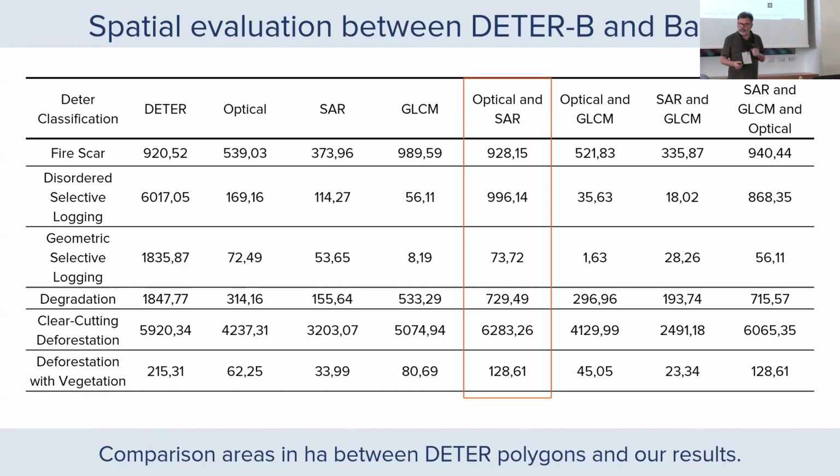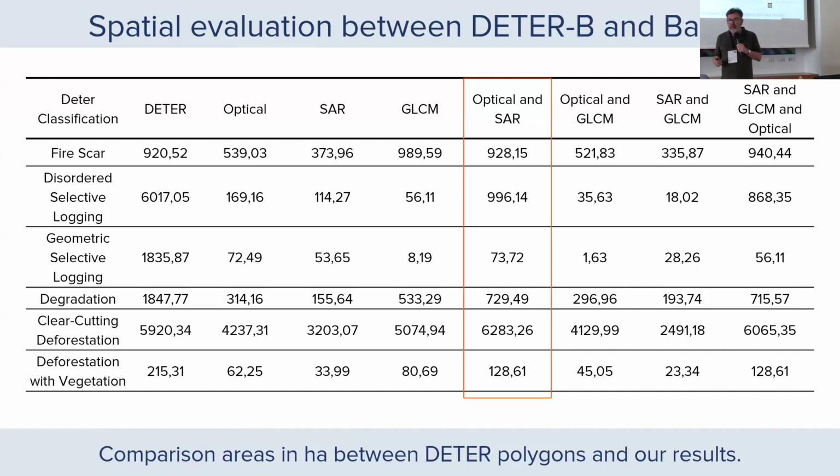However, there comes the other side of the problem, which is if you take all the areas which were measured as fire scars, 920 hectares during the year, and the areas which were measured as fire scars by the optical and SAR combination, you get similar results. If you measure the areas where there's clear-cut deforestation, you get similar results. 5,900 hectares, 6,200 hectares, okay?